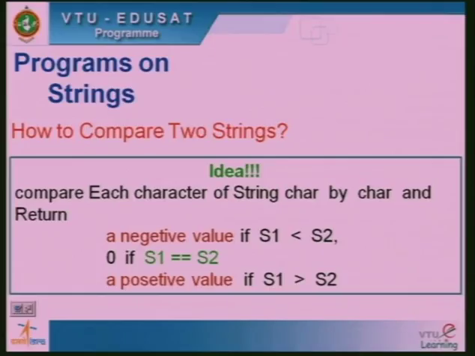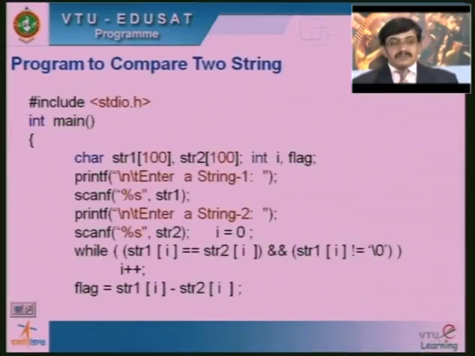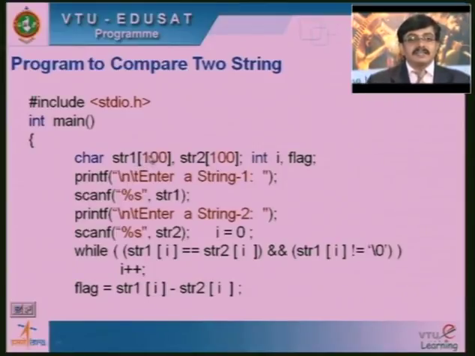Now if you want to program this logic, we have to declare two strings here: str1, which is an array of 100 characters, and another string str2, which is again an array of 100 characters. Then I have to take two variables, i and flag. The flag is the return value. That return value I am trying to store in a variable called flag, and i is the for loop iterator, where I have to compare characters one by one between string 1 and string 2.